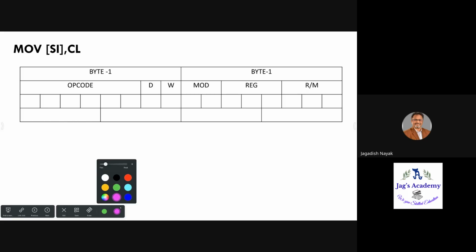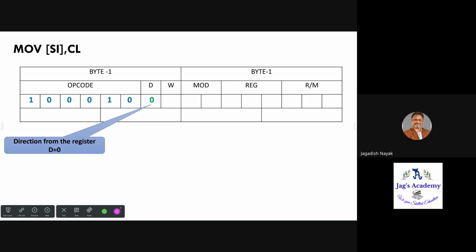Now tell me, register indirect addressing mode. What is going to be your opcode? 100010. Fill it. The opcode is going to be 100010. Can you tell me what is the D bit? Data is coming from the register, right? If the data is coming from the register, it is 0. You should remember it.